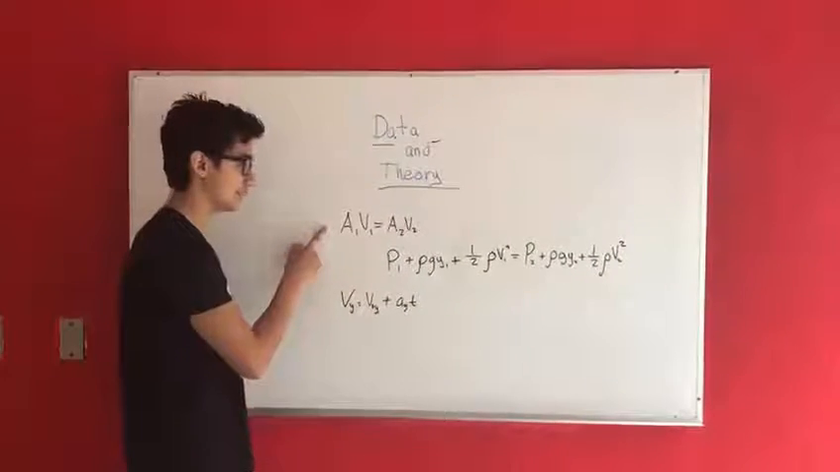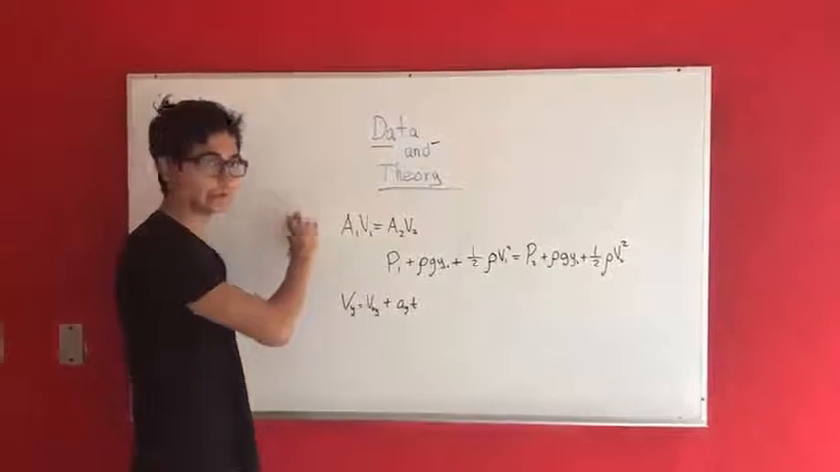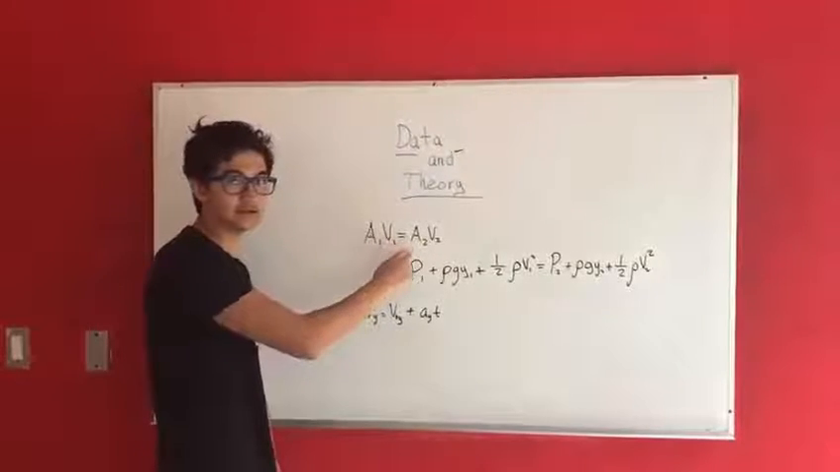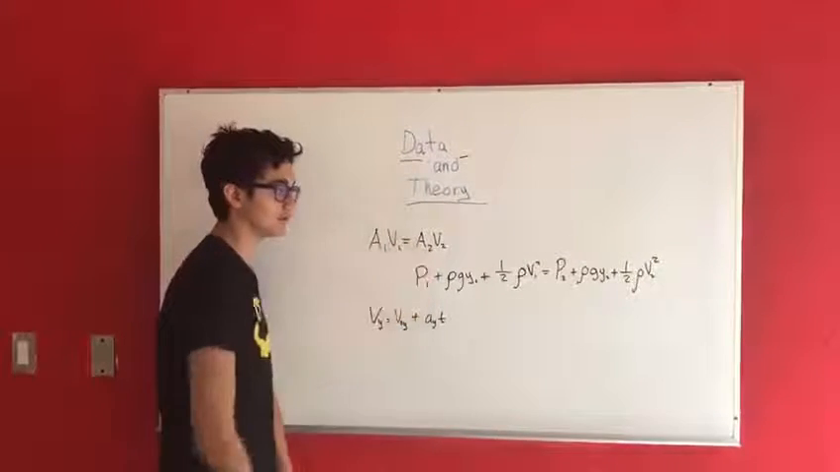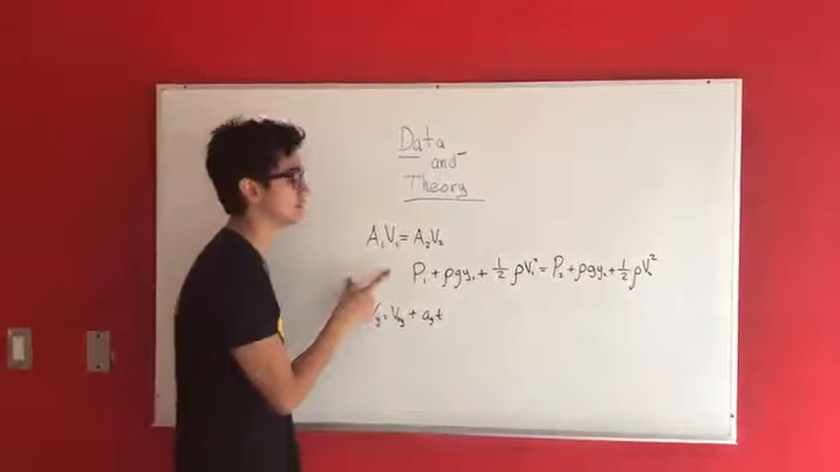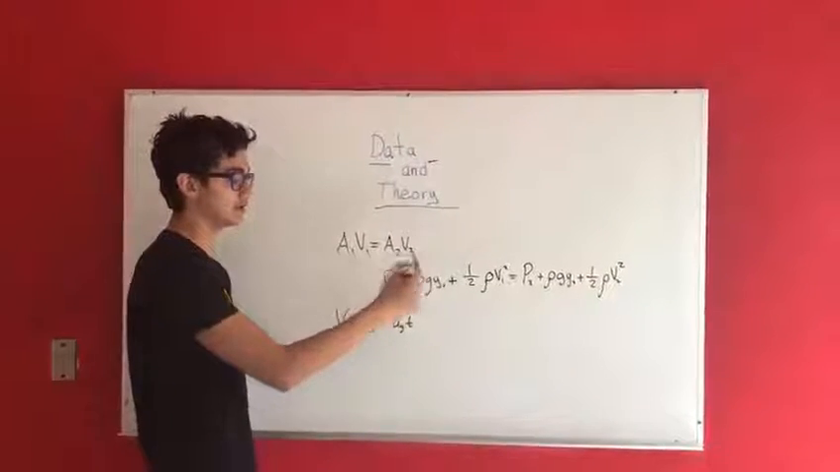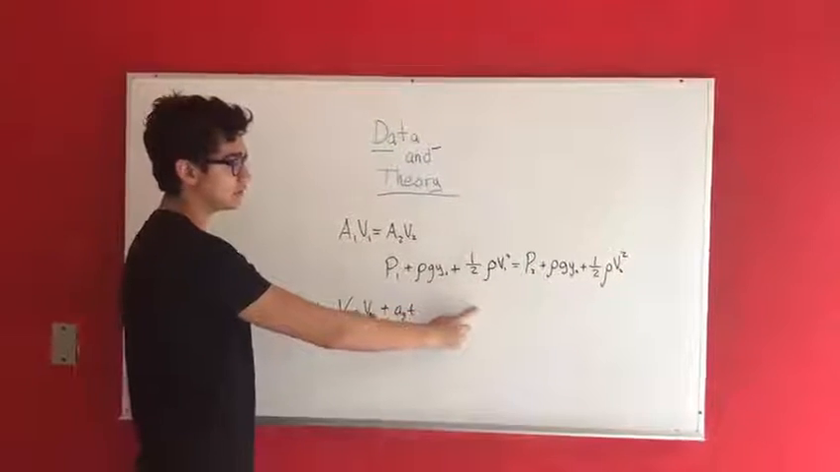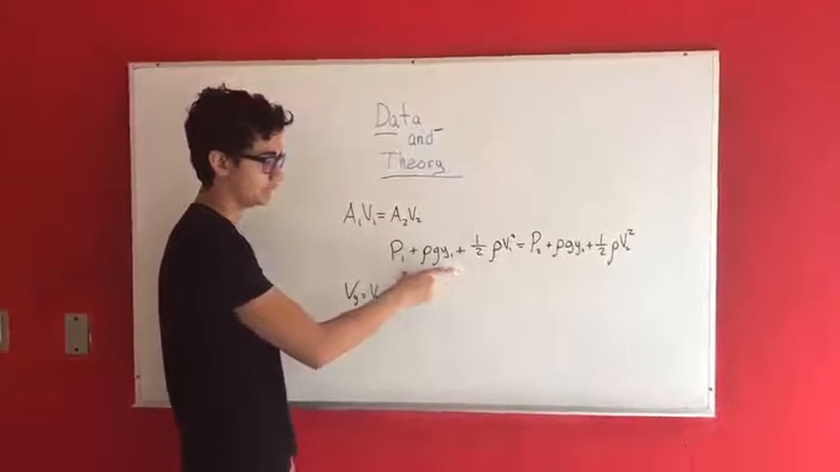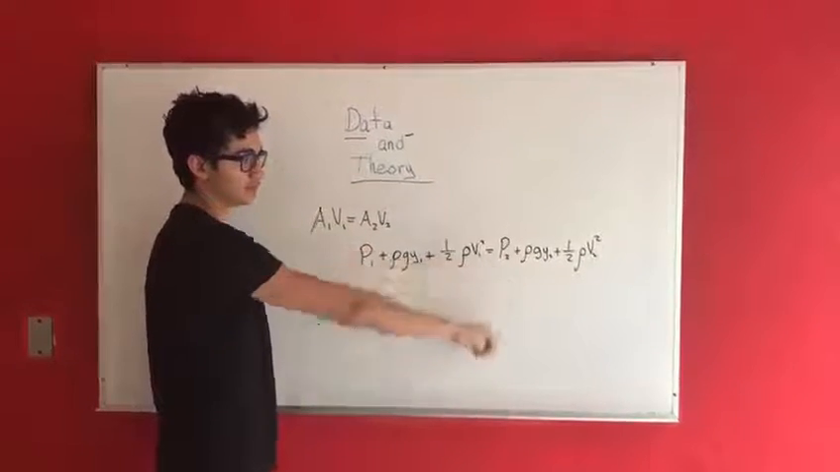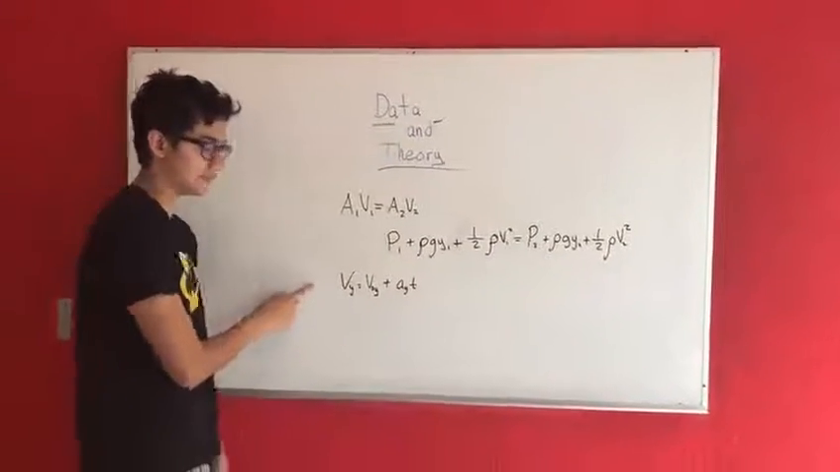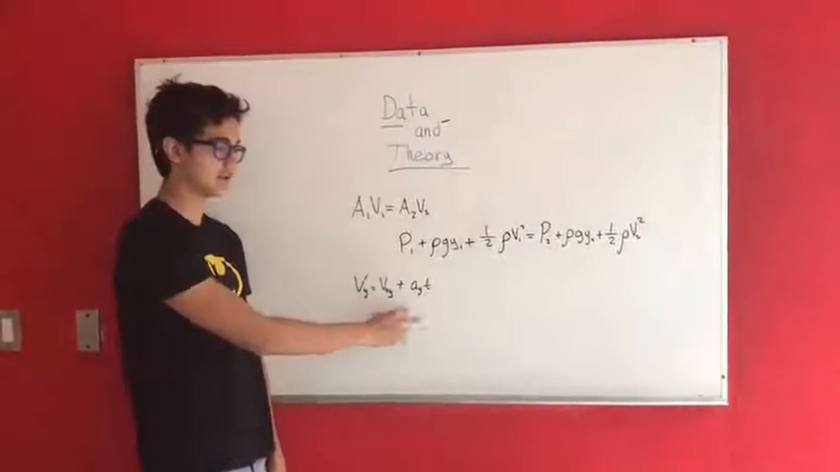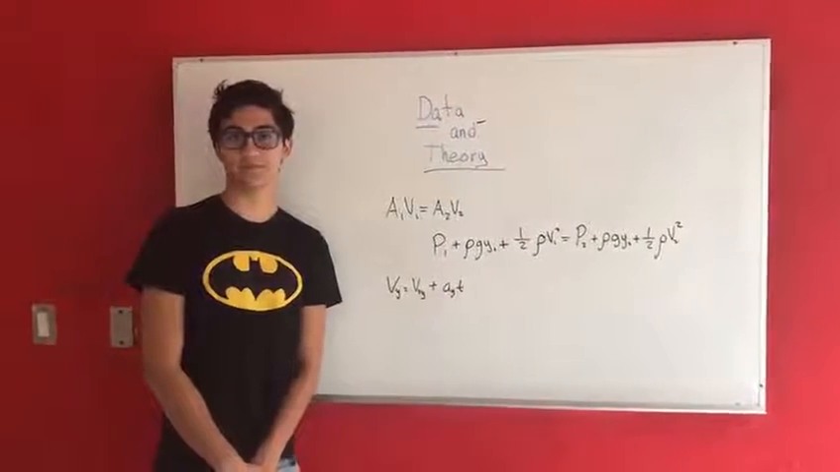The first one is for the volume that exits the area of the hole. So we have the area times the velocity is equal to the second area times the second velocity. Then we have Bernoulli's equation that uses pressure, potential energy and kinetic energy, and it relates it to the second one, so we're going to use that. And then we have our kinematics equation: the velocity equals the initial velocity plus the acceleration times the time.